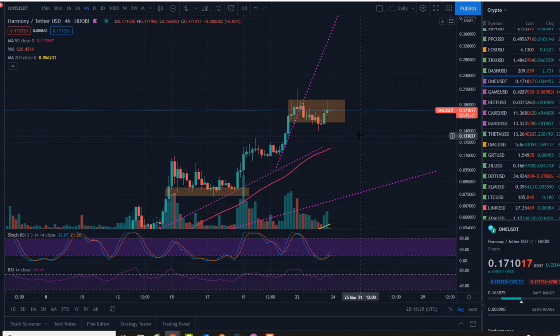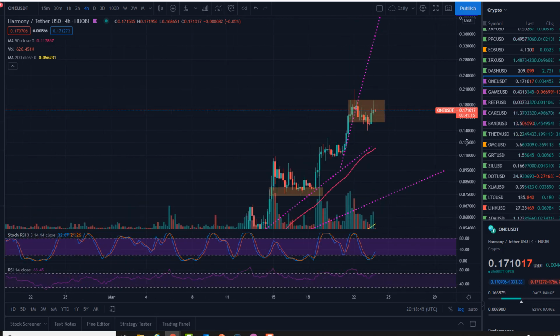We are on our usual chart, the Harmony on the Wobby chart. Wobby. Somebody tell me if I'm pronouncing that wrong. Over Tether on US dollar, so on the 4 hourly.